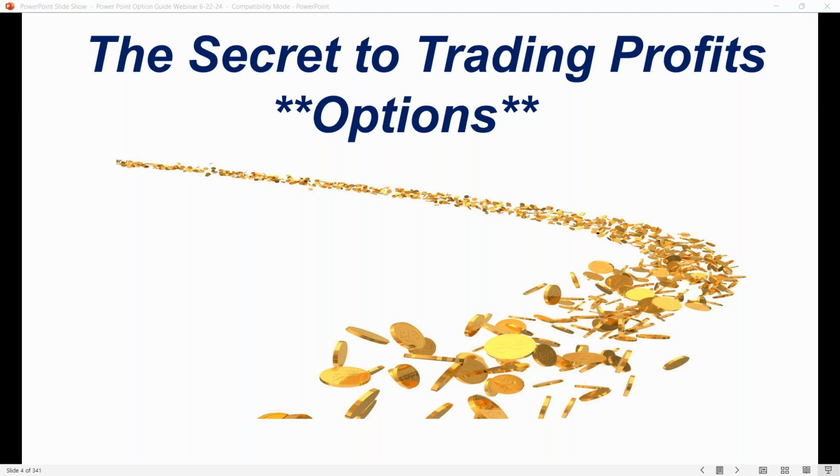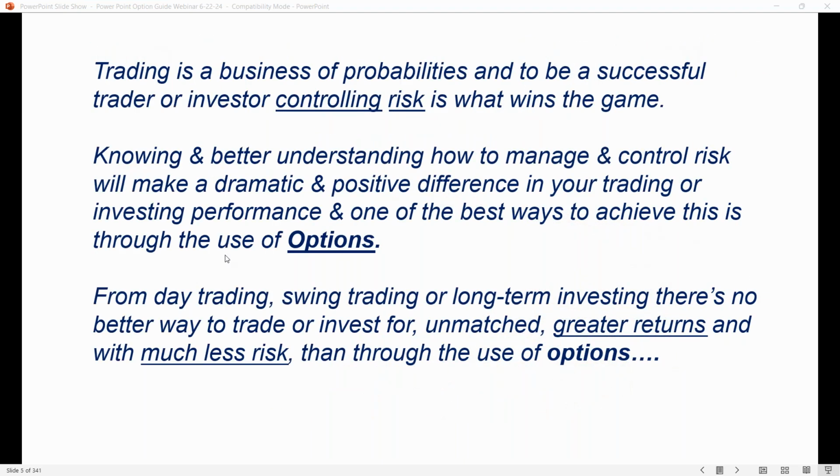The secret to trading profits, one of the big components, is options. Trading is really a business of probabilities. To be successful as a trader or investor, controlling your risk is what's going to win the game and keep you in the game in the long run. By better understanding how to manage and control your risk, it's going to make a dramatic and positive difference in your trading or investing performance.